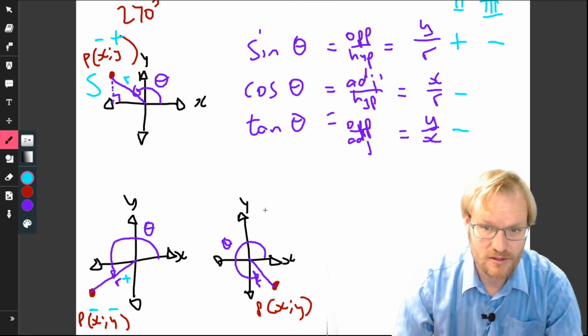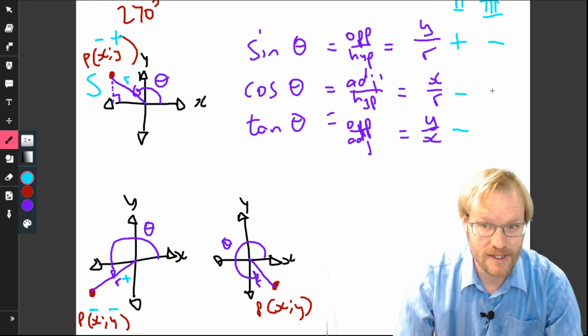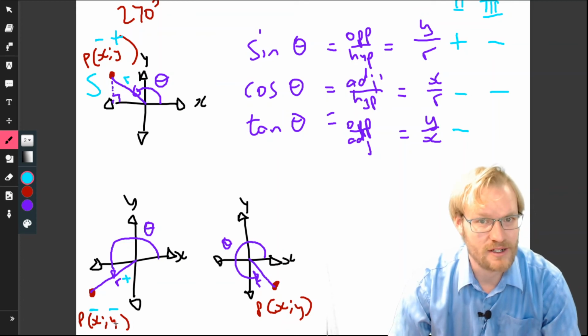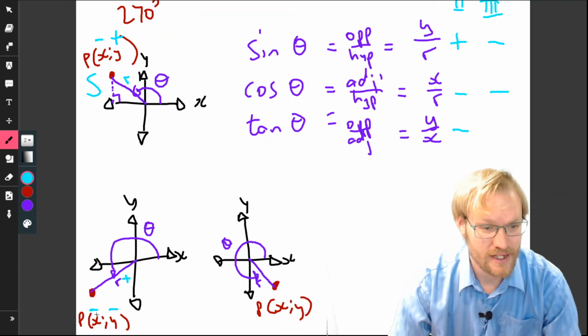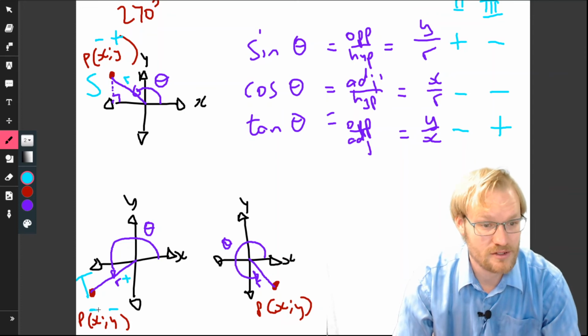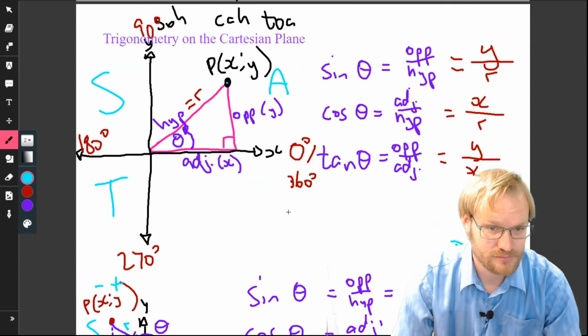What about cos? Cos is x over r. So we've got a negative over positive. This must be negative as well. Tan, y over x. What is the value of y? Positive or negative? Negative. And x is negative, so we're going to negative over a negative makes this a positive. In other words, tan is the only trig ratio that's positive in the third quadrant. So we're going to put a T here.